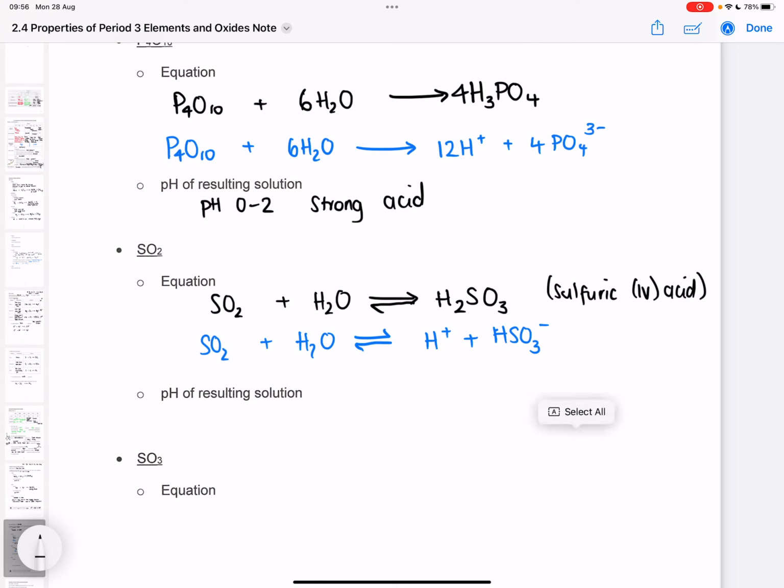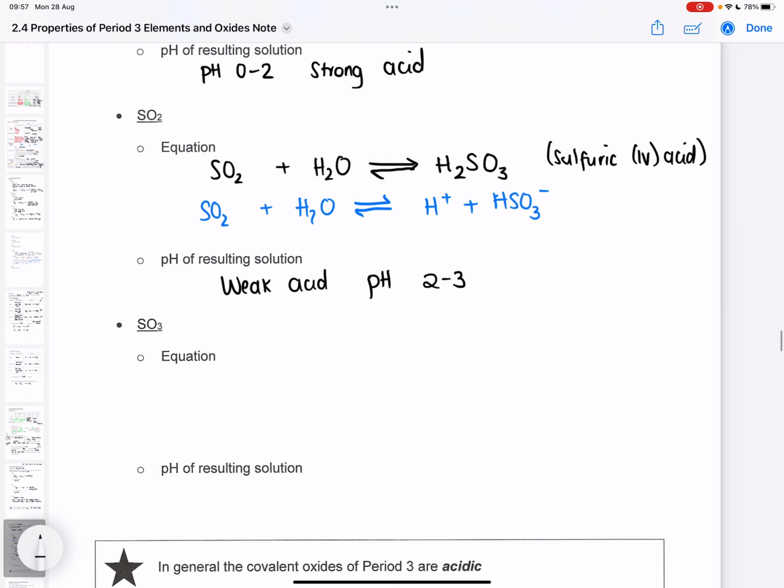And because it's a weak acid, we're not going to look at a pH of 0 to 2. We're going to probably look at a pH more like 2 to 3. The equilibrium lies to the left. There aren't many hydrogen ions in solution.